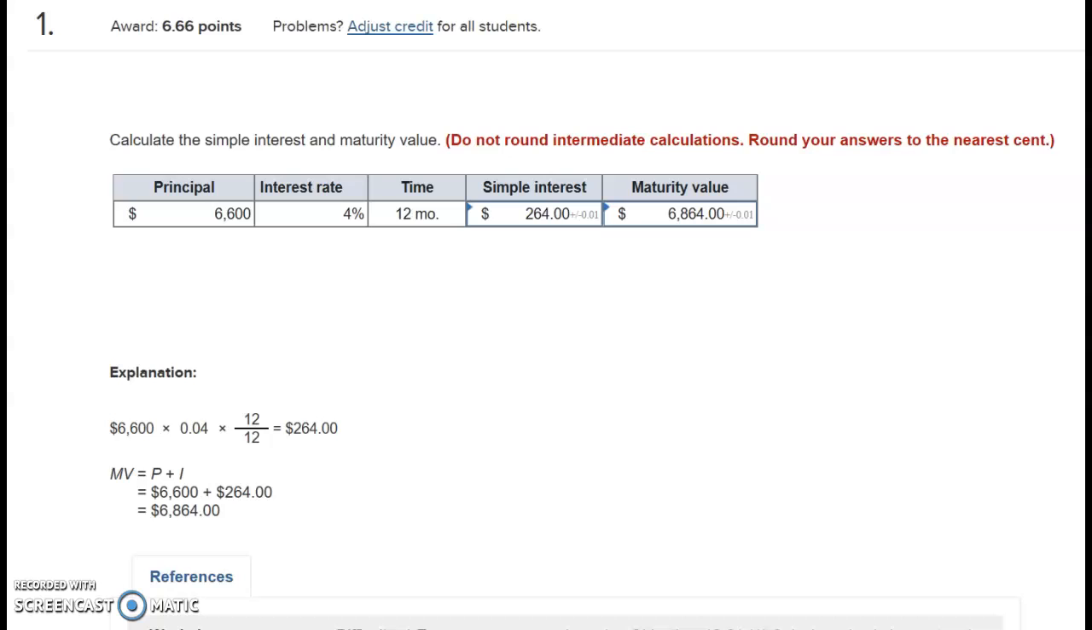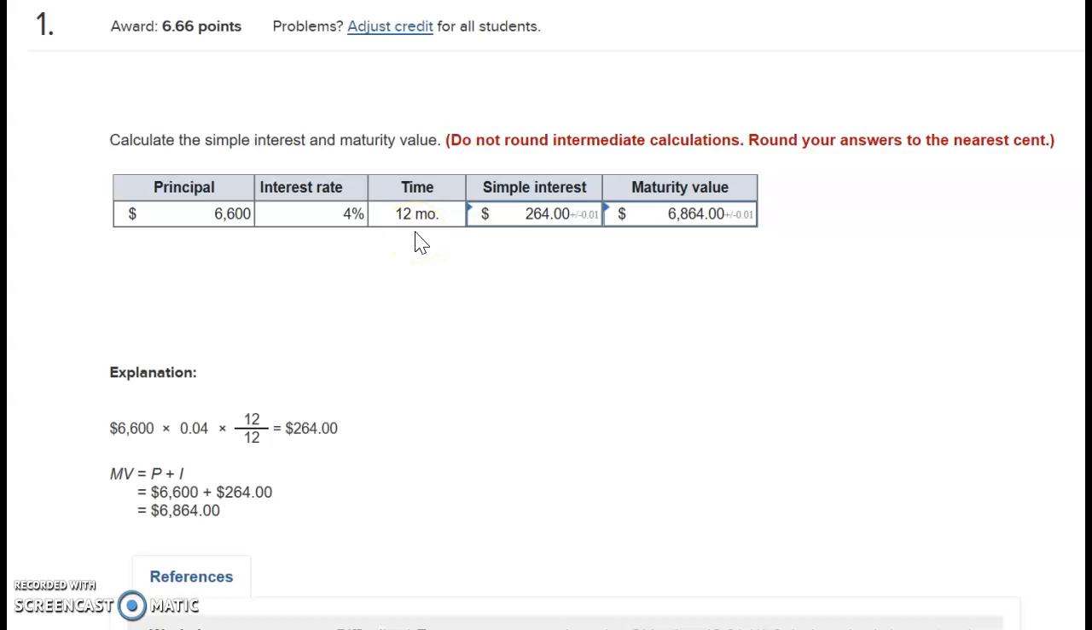Okay, so this first one, we are calculating simple interest and maturity value. Remember, maturity value is the principal plus the interest, so that's the total that you're going to pay back at the end of the year. We are given principal, interest rate, and time. And in computing interest, that equation is interest equals principal times rate times time.